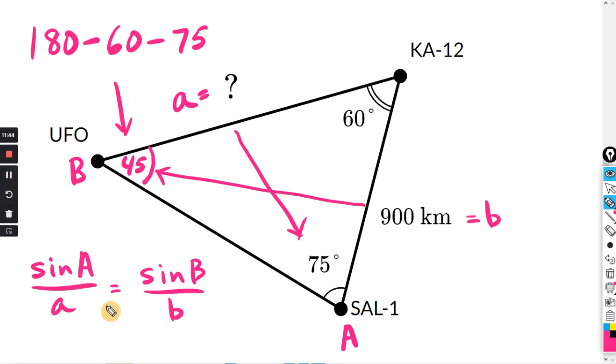All right, I don't have much room. I'm going to fill this in by erasing. All right, so sine of A, our angle A is 75. So I'm going to erase the A and fill in a 75 right here. Okay, sine of B, that's angle B, that's 45. So I'm going to fill in 45 right there. Erase the B and fill in a 45.